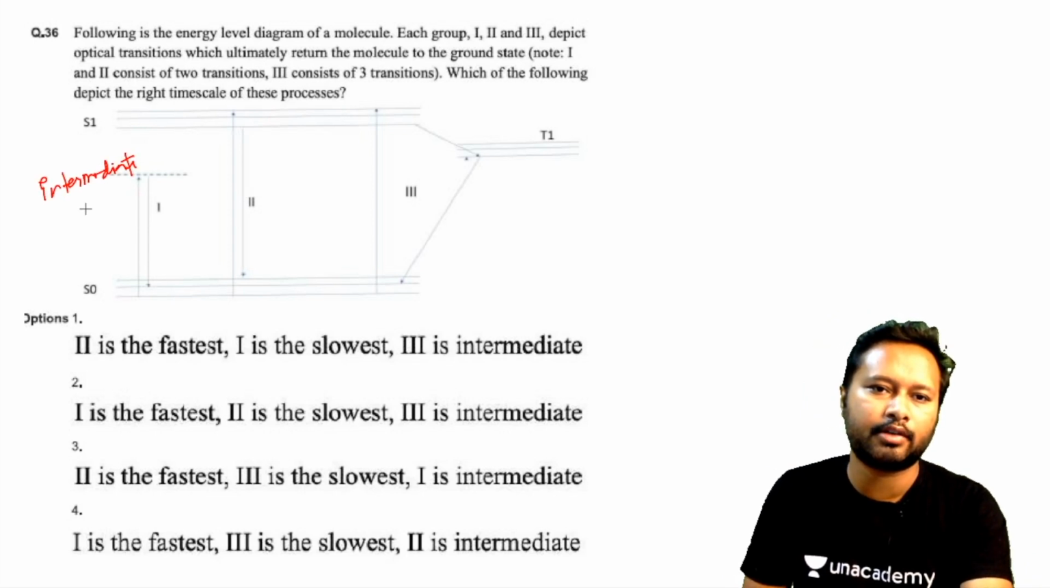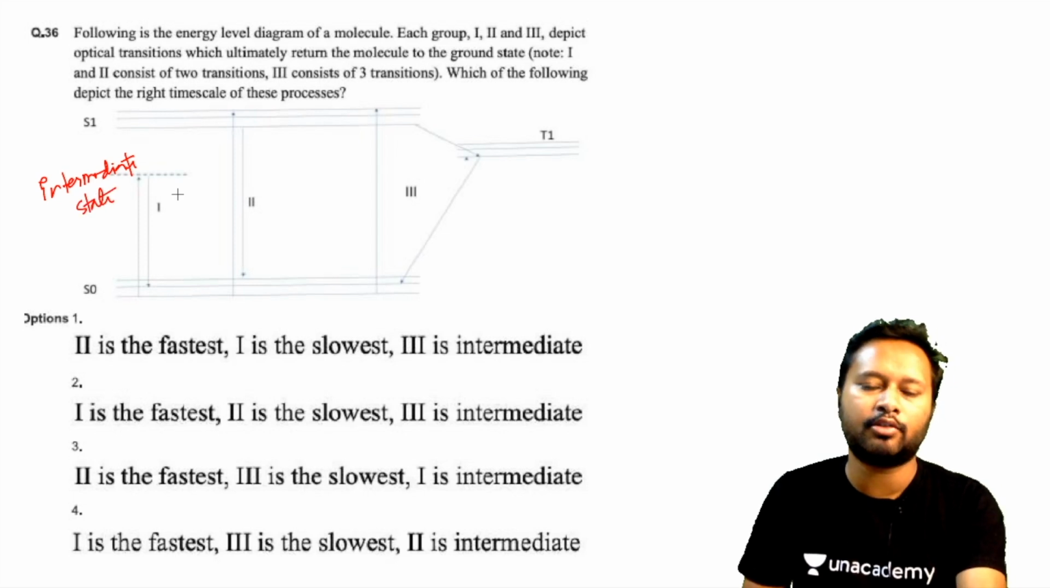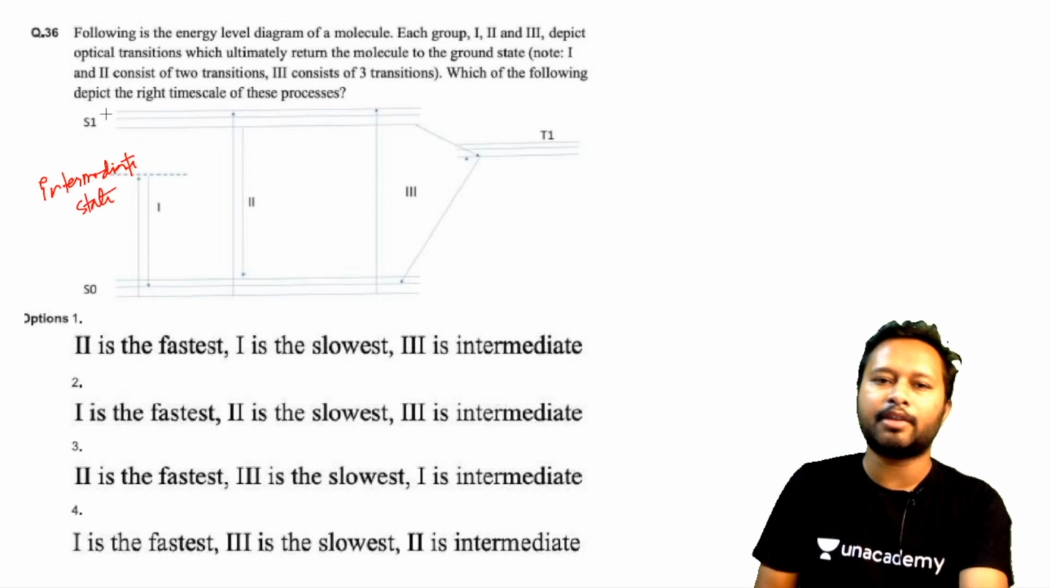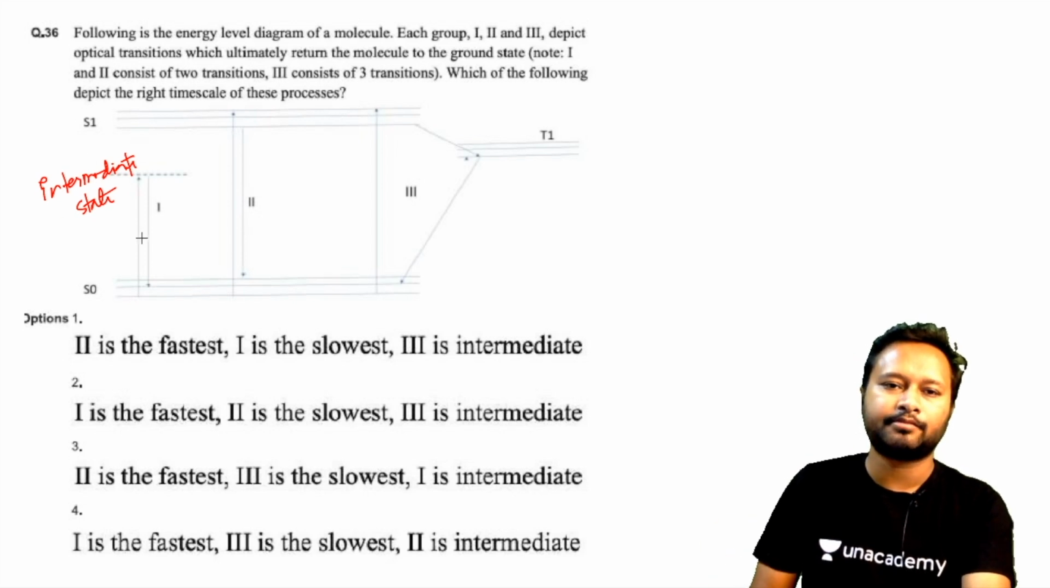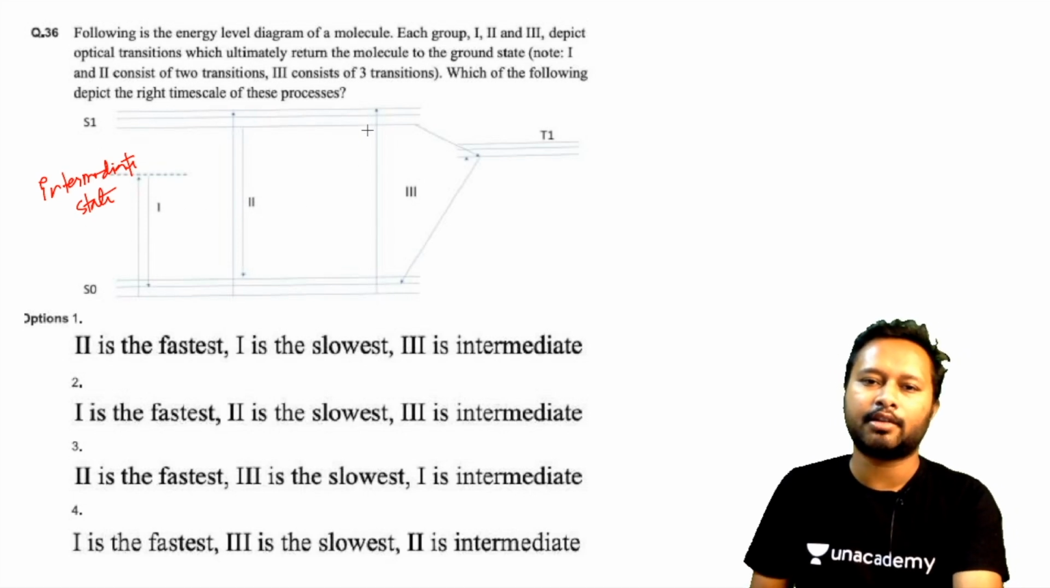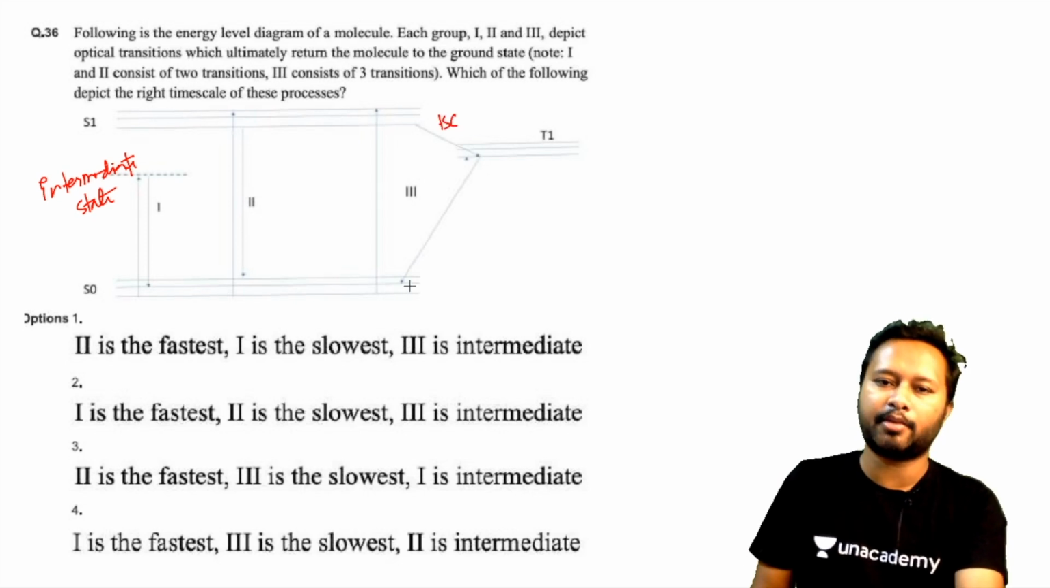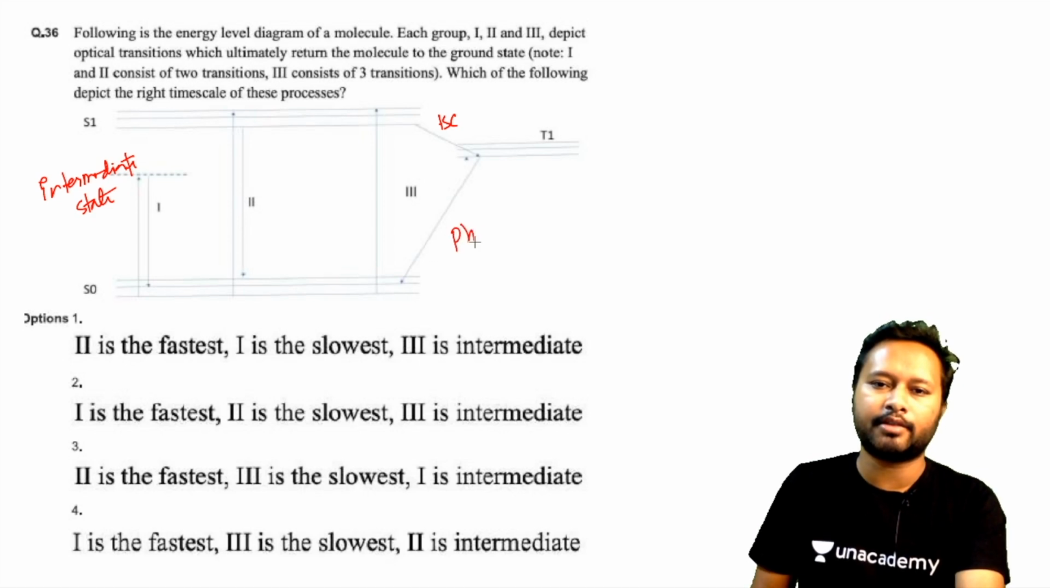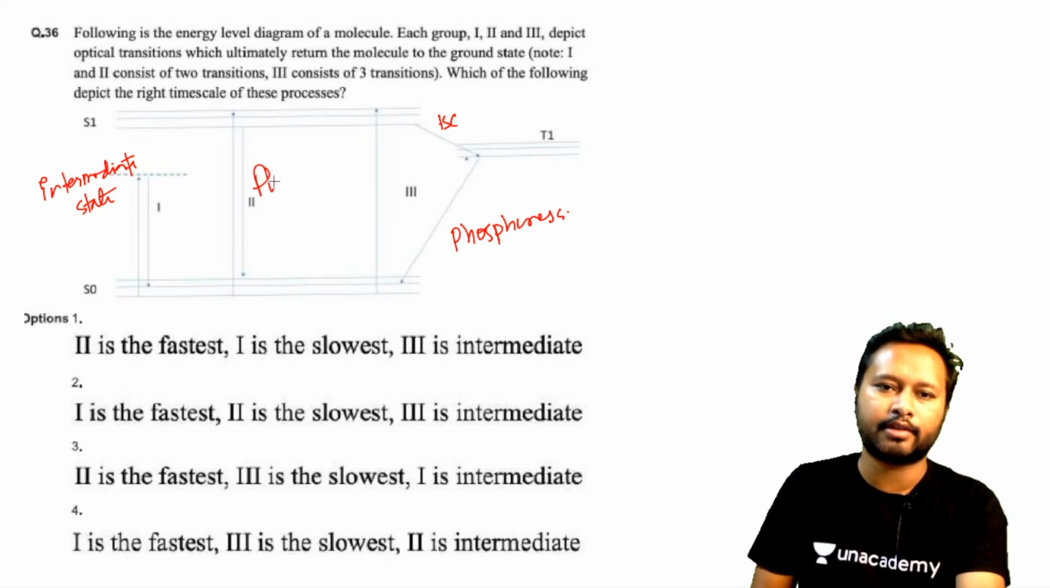Now one thing which you need to know is there is no stable state between S0 and S1. So these two are the most stable states. In between them, any intermediate state is not that stable. We'll come back to that later, but what you have to see is the third one is undergoing inter-system crossing, then going to the triplet excited state and coming back to the ground state. This is nothing but phosphorescence, and the second one is your fluorescence.